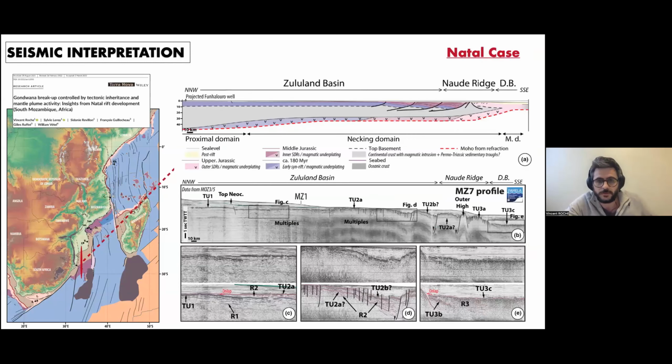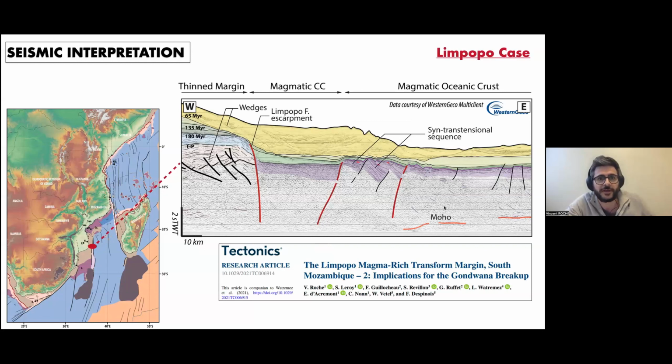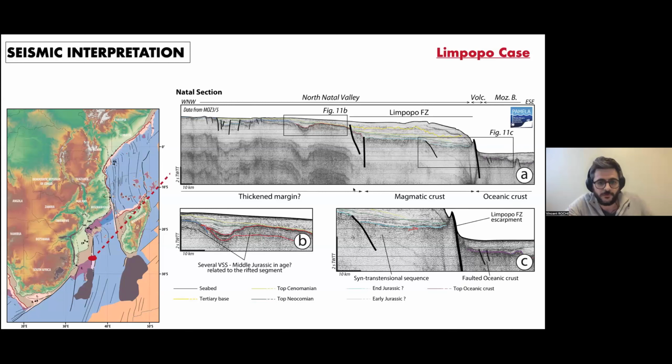But when we go further east here, we can find again the Moho, and in between here there are some seaward dipping reflectors showing syn-transitional sequences. So during the transform movement, you can have some magmatism filling. That's our interpretation.